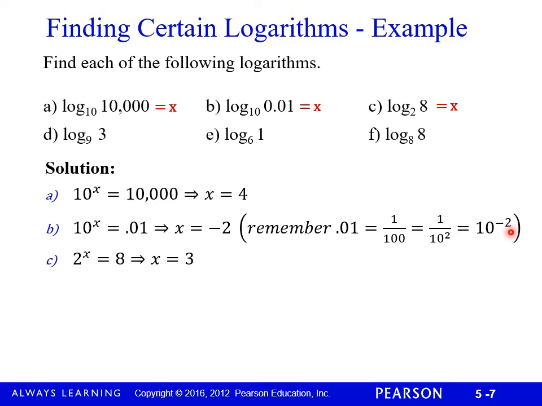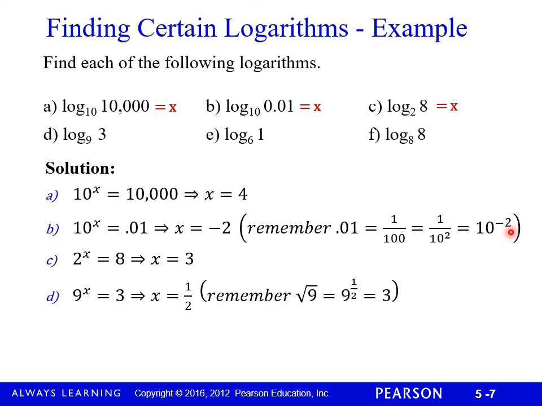For c, we have 2 to the power of x equals 8, which gives us x equals 3. 2 times 2 is 4, times 2 is 8. For d, we have 9 to the power of x equals 3. This gives us x equals 1/2.